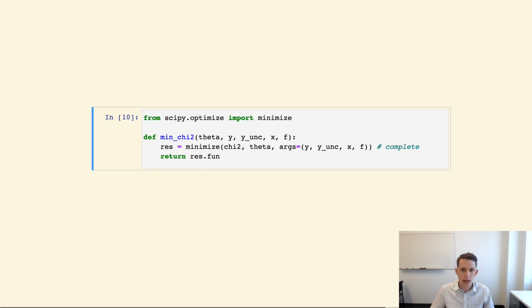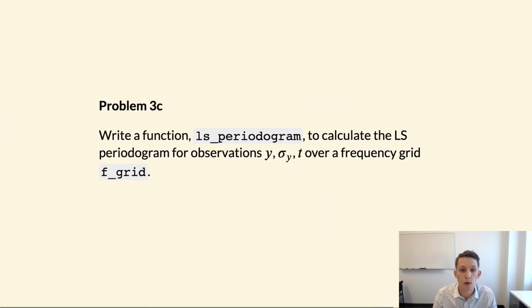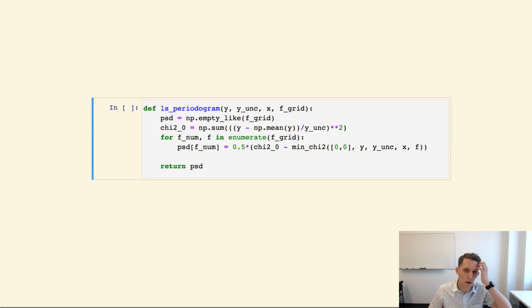No problems there. Excellent. All right, so next we want to write a function, LS periodogram, to calculate the Lomb-Scargle periodogram for the observations y, sigma sub y, t over a frequency grid f grid. So we're going to basically provide many different frequencies to then try to measure the power in order to create the periodogram or estimator for the power spectrum.